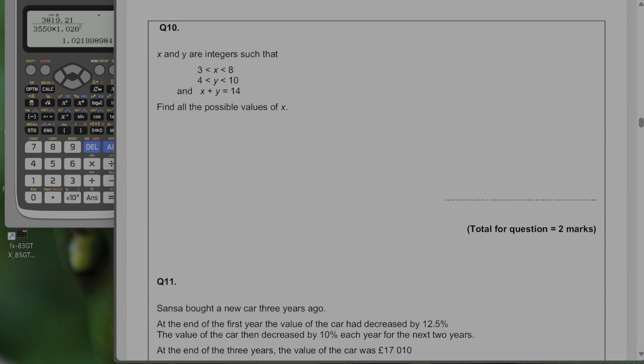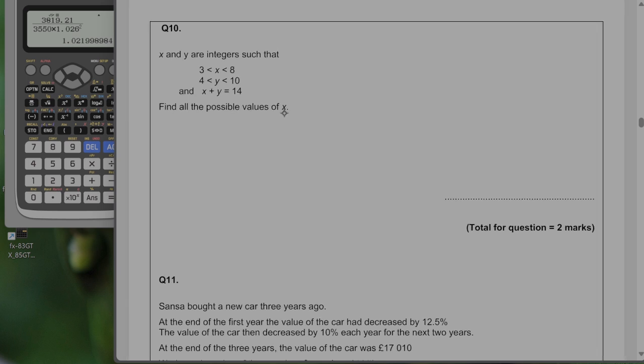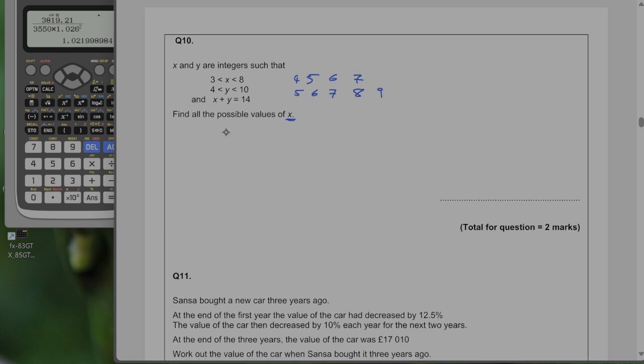Right, question 10. x and y are integers such that x is greater than 3 but less than 8, y is greater than 4 but less than 10, and x plus y is equal to 14. Find all the possible values for x. Okay, so x can only be 4, 5, 6, and 7. y can only be 5, 6, 7, 8, 9. And we need them to add together to make 14.